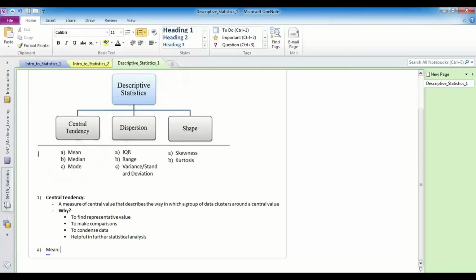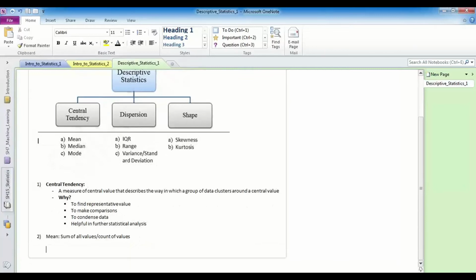Sum of all the values divided by the count. Simple. The sum of all values divided by the count of the values will give you the mean. But we are trying to talk about mean, right? Actually, the word mean should be used for population or sample.